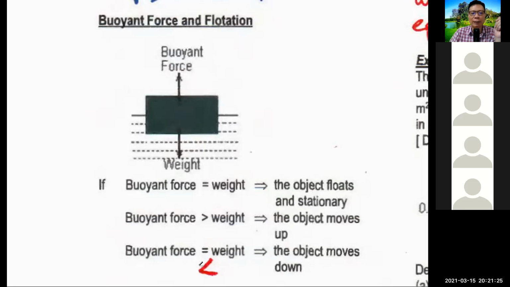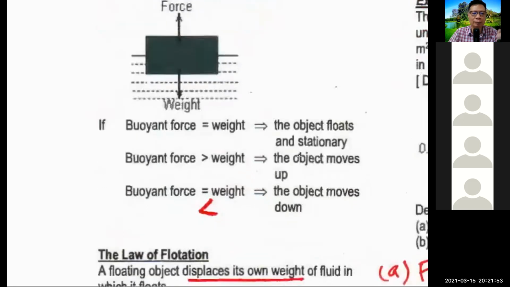And the last one, please change this to smaller. When the buoyant force is smaller than the weight, the object will sink. When the weight is bigger than the buoyant force, or if you say the buoyant force is smaller than the weight, the weight will make the object continue to sink deeper, it goes down. So these three situations are very simple.